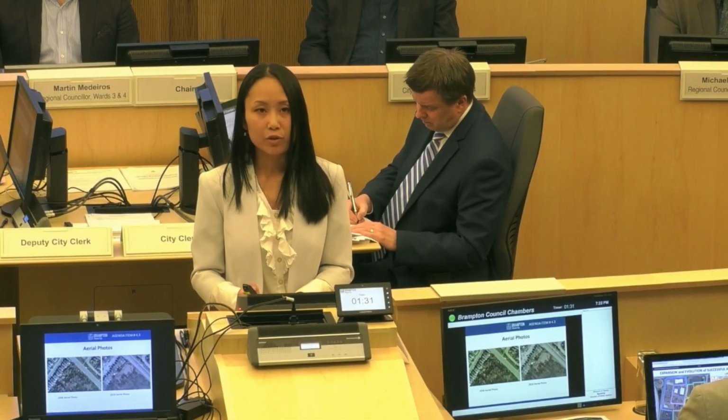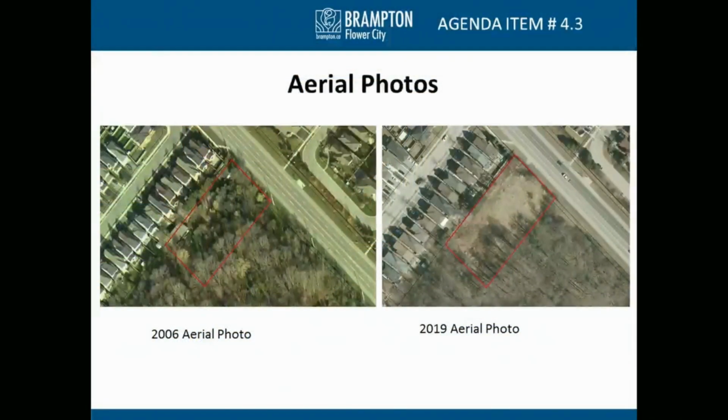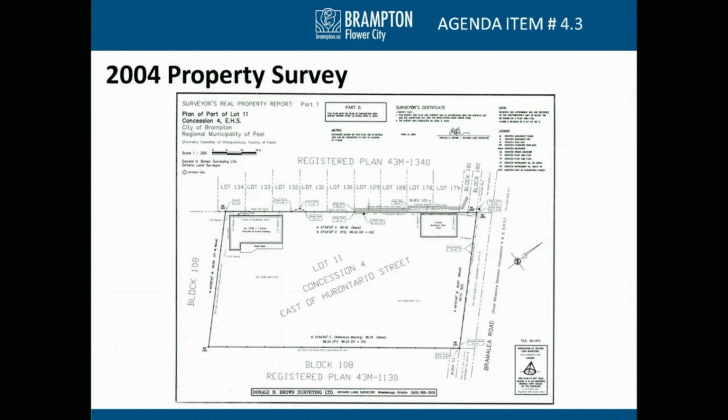The two aerial photos show the subject site before and after the tree removal. As you can see from the images, the site had significant vegetation coverage in 2006, and currently most of the trees have been cleared. The 2004 property survey shows a dwelling and a shed located near the northern property line, and the structures were demolished in 2007.